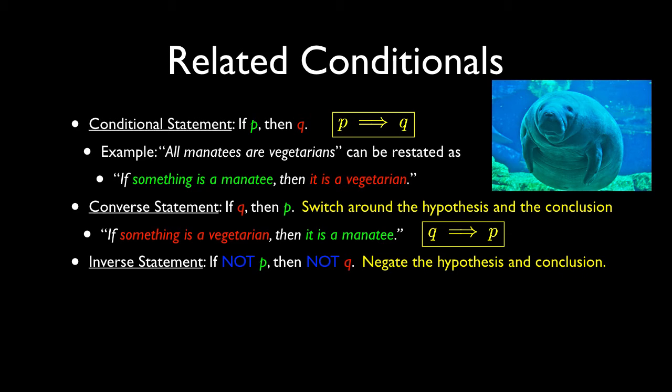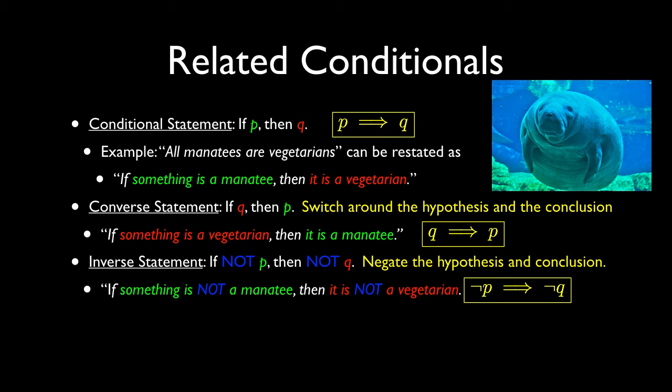Next, the inverse of a statement negates both hypothesis and conclusion. So if P is not true, then Q is not true. For our manatee conditional, we could say if something is not a manatee, then it is not a vegetarian. Well, that's also ridiculous, because we have plenty of things that aren't manatees that are also not vegetarians. You'll notice the symbols there. We have not P implies not Q.